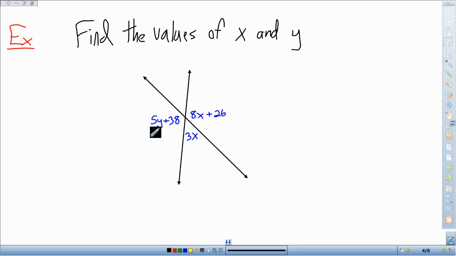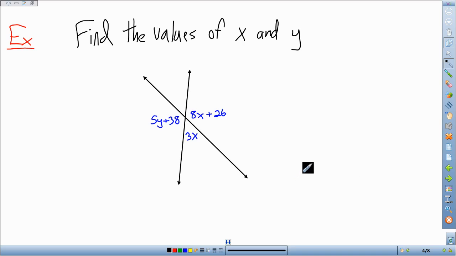Right now we only have a single y, and we could not make an equation because we don't know what this angle equals. So we couldn't figure out y right now. It wouldn't be possible. But we can figure out x. If you guys notice, this angle here and this angle here, they both have x's in it.